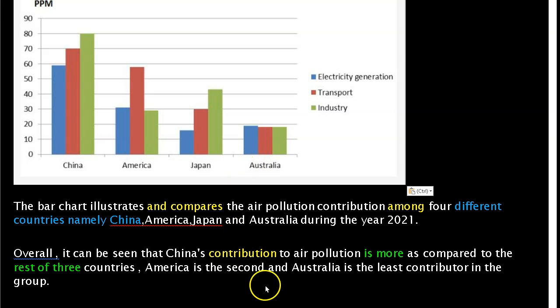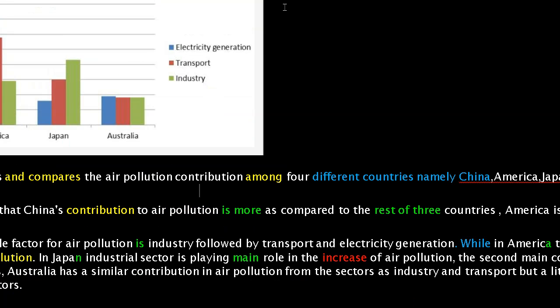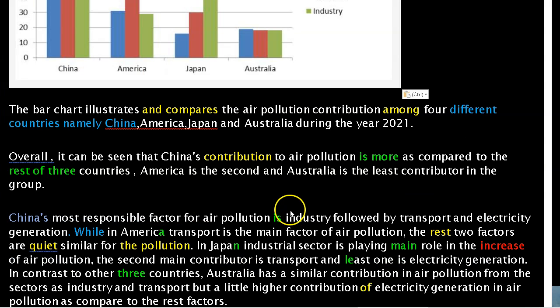Okay, so now we want to report some details. Okay, China's most responsible factor for air pollution is industry, comma, followed by transport and electricity generation. Okay, while in America, comma, transport is the main factor of air pollution.